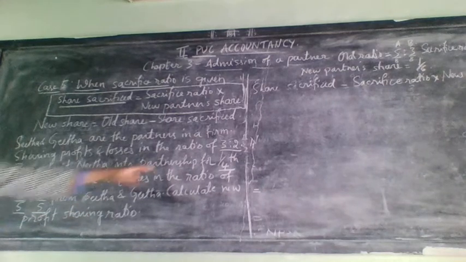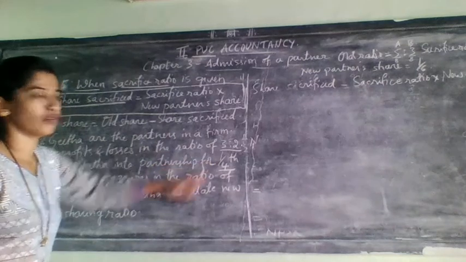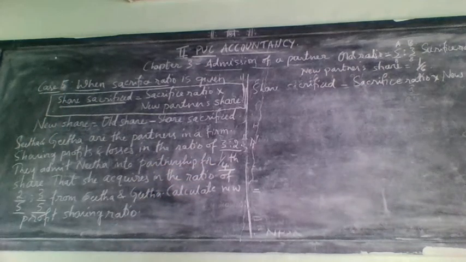Here they have given the old ratio, that is 3:2, and the new partner's share, that is 1/4. For the sacrifice ratio they have given 2/5 and 3/5. You may think that this is in the form of proportion, and why it will come under this case. Why? Because if you add these two, whatever you write for the denominator, that is considered as ratio only.